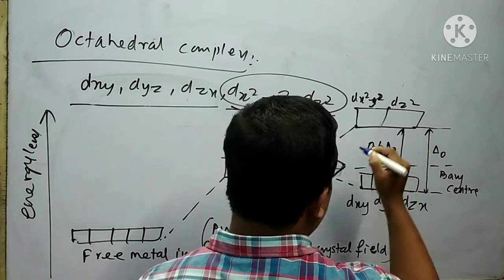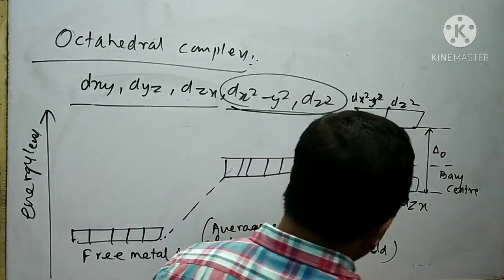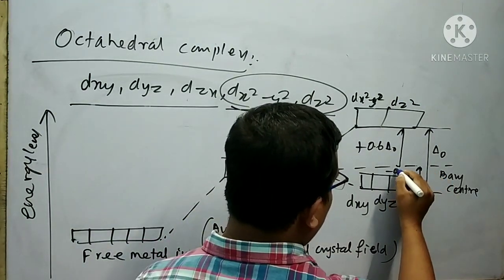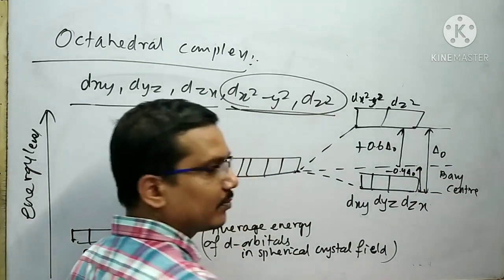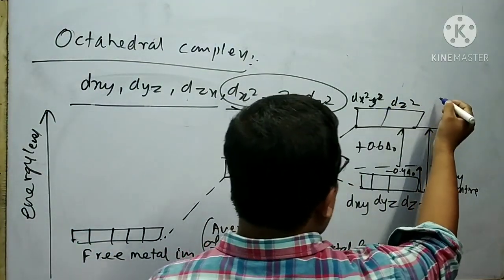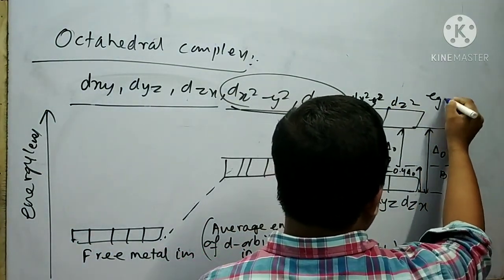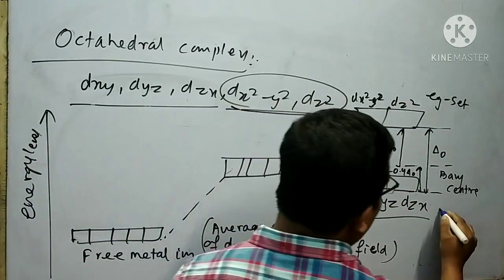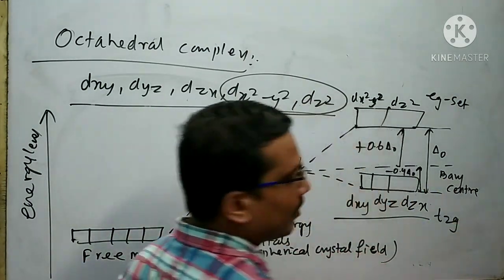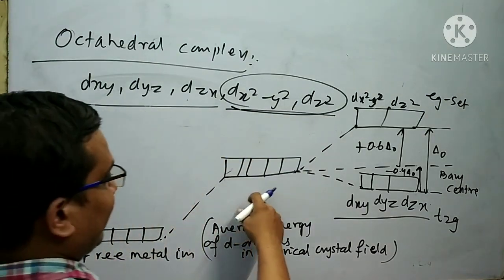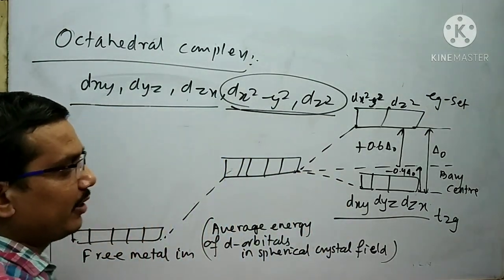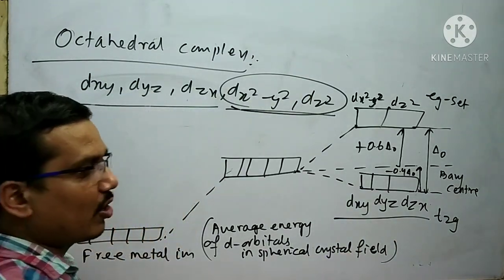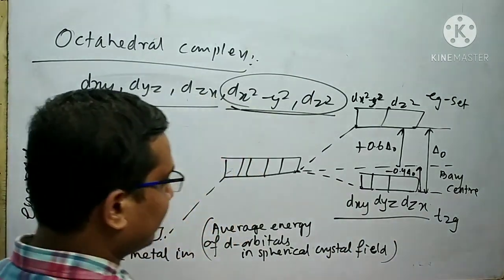This part is +0.6 Δ0. This part is -0.4 Δ0. This set of orbitals is called the eg set of orbitals. This set of orbitals is called the t2g set of orbitals. The splitting of d orbitals into different energy levels under the influence of ligands is called crystal field splitting.